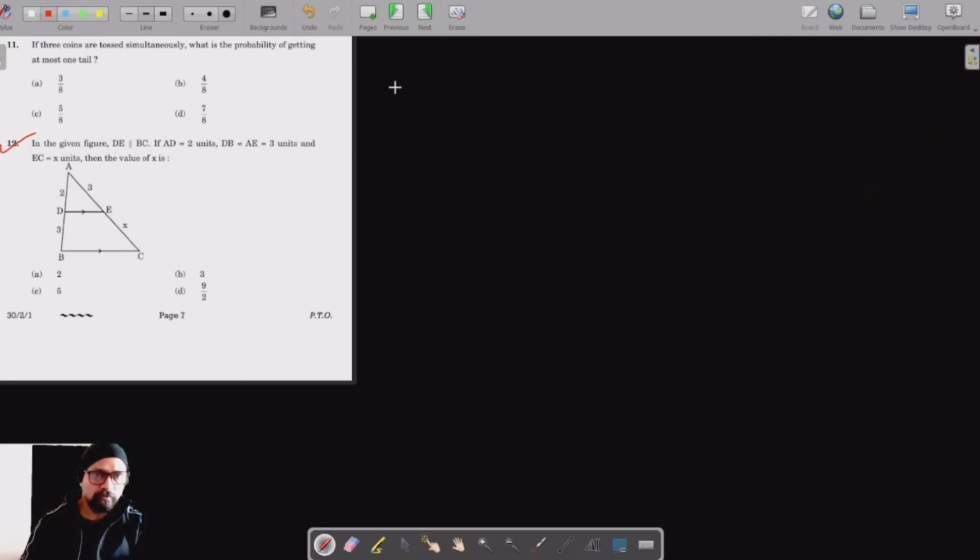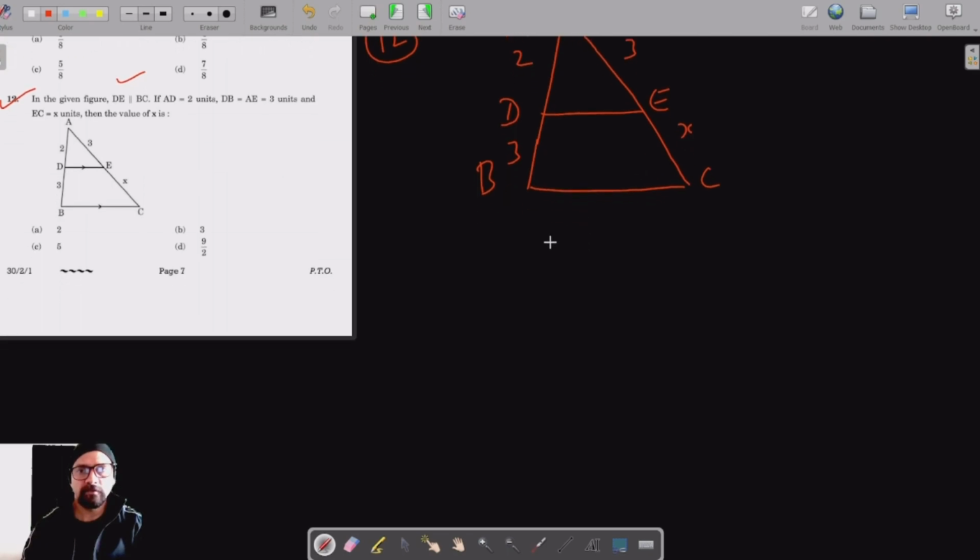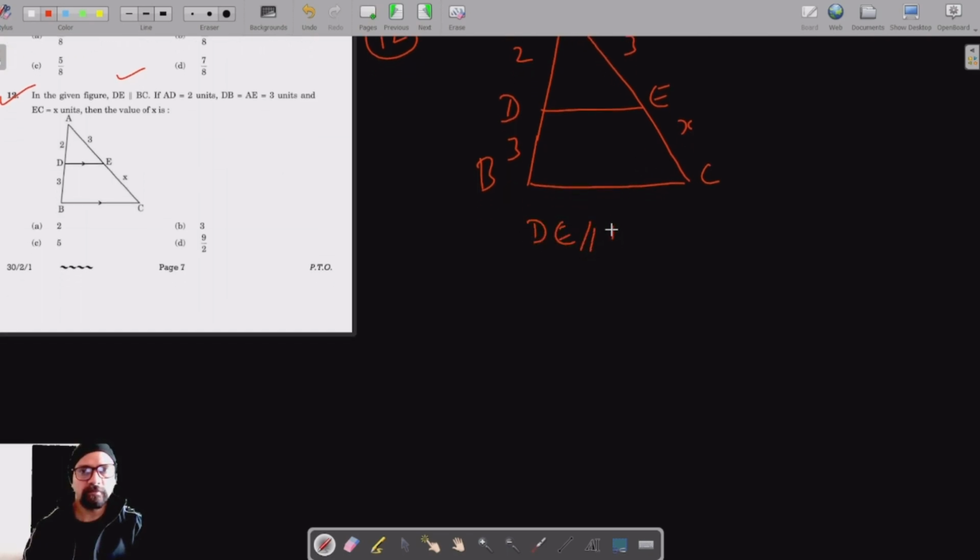Okay, for question number 12, it's given that DE is parallel to BC, and so this is what's given in the question. This is the triangle ABC, and DE is parallel to BC, so it's 2, 3, 3, and X. So it's given that DE is parallel to BC, therefore we can use BPT, the basic proportionality theorem.